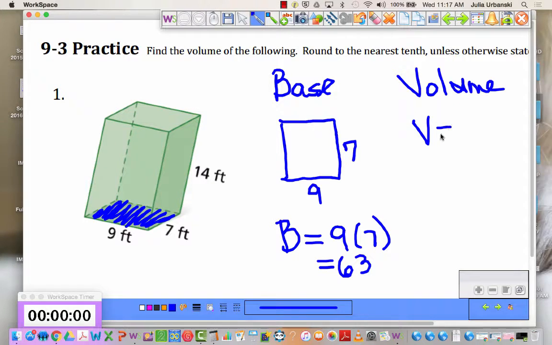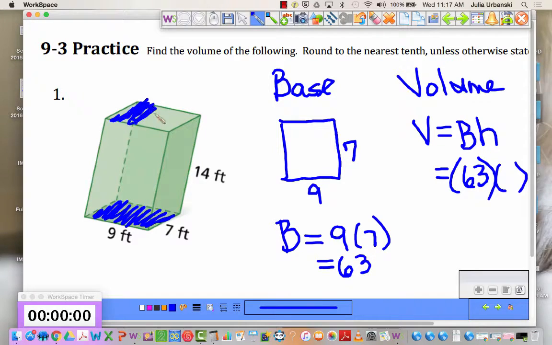So, now all we do is plug it in. Capital B. What is the base area? 63. Now be careful. For the height, don't look at the bottom to top. It might be that way sometimes, but you look from the base to the opposite side where a matching base is. What's the distance between those two bases? 14. Good. It's not always going to be top to bottom. Sometimes yes, sometimes no. But it's the distance that connects the two bases. So, multiply 63 times 14 for me.